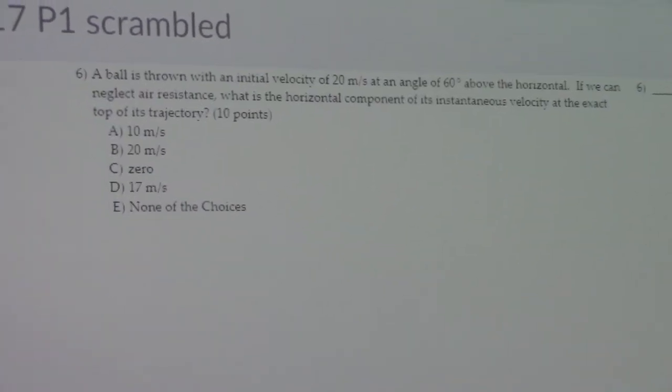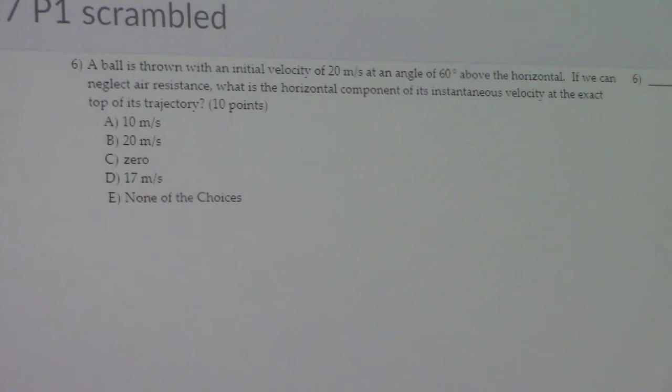So this is a projectile motion problem. A ball is thrown with an initial velocity of 20 at an angle of 60 above the horizontal. If you can neglect air resistance, what is the horizontal component of the instantaneous velocity at exactly the highest point? All right, so let's take a look at this idea of projectile motion in more detail.